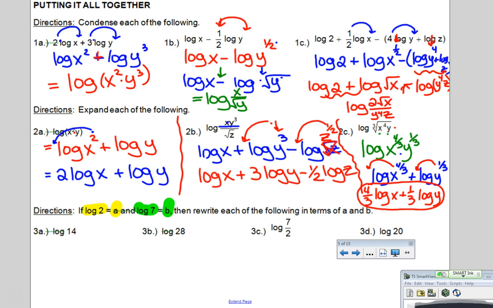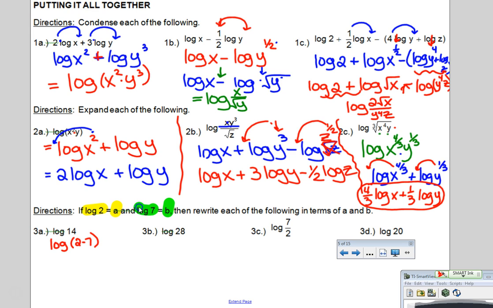So problem 3a, I have a log 14. So right now, I don't see a 2 or a 7, so I don't have any letters. But remember, math we can manipulate. We know that 14 is the product of 2 and 7. So I'm going to rewrite 14 as the product of the numbers 2 times 7. Now again, at this point, we cannot replace an a and a b yet. This is a 2 and a 7. It is not a log 2. It is not a log 7 yet until we expand it.